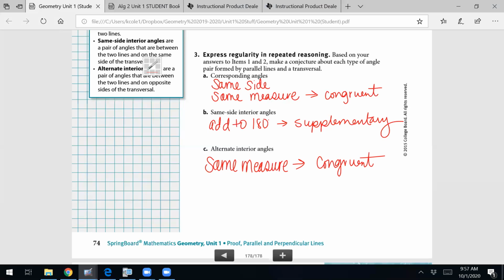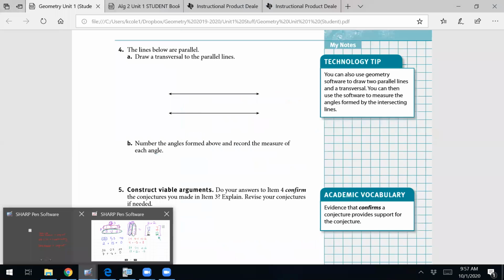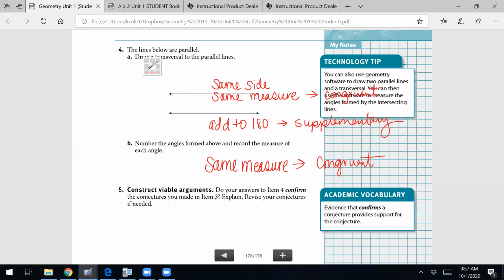All right, page 75. The two lines below are parallel. Again, never assume that. Don't ever assume that lines are parallel. They must tell you, okay? So it says the two lines below are parallel. Draw a transversal to the parallel lines, okay? Your transversal can be your transversal. Use a straight edge so it's not sloppy, but draw a transversal.